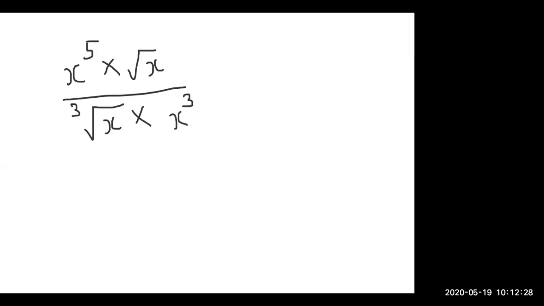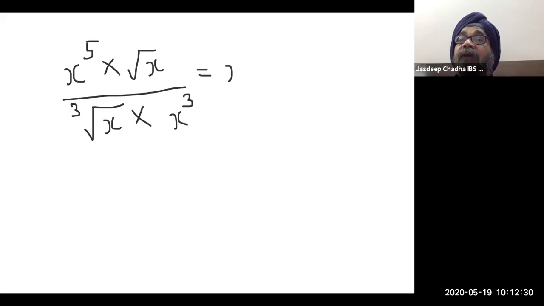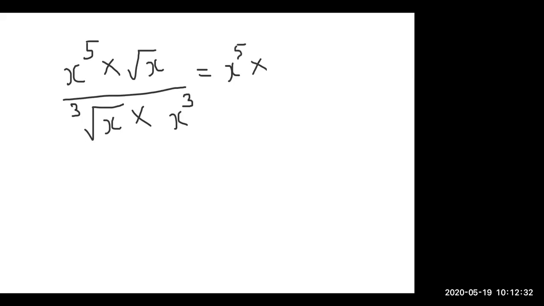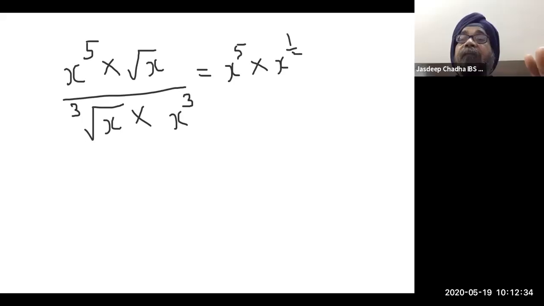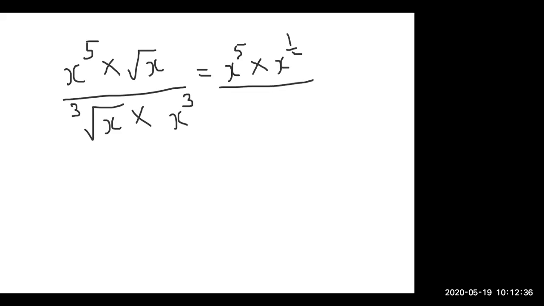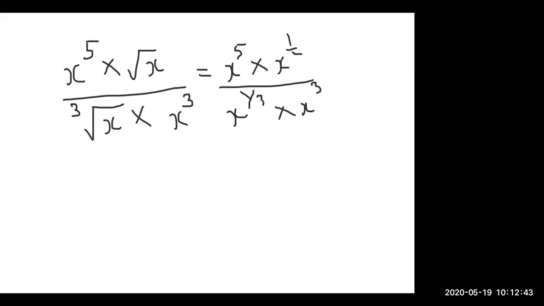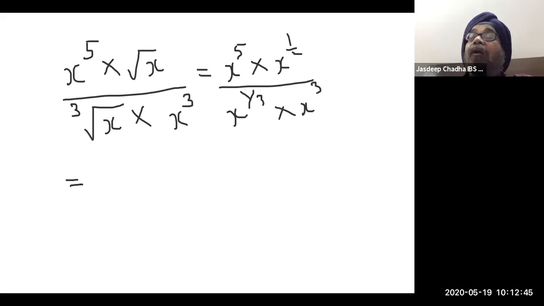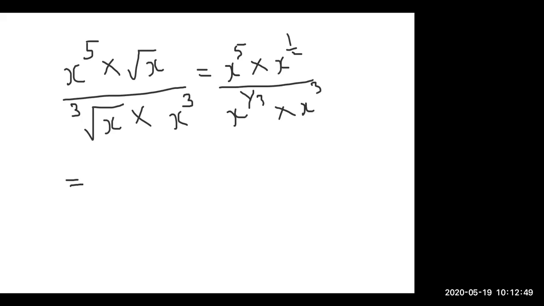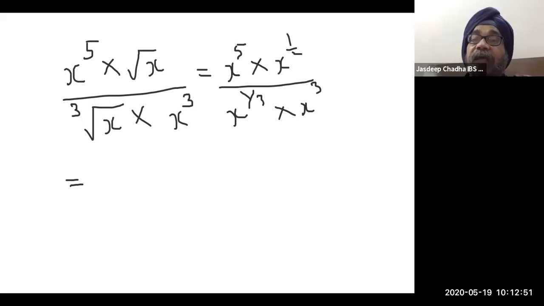So let's simplify it. x to the power 5 multiplied by x to the power 1 by 2, divided by x to the power 1 by 3, the cube root, multiplied by x cube. Correct? So now, if you take the numerator first, the bases are the same, so powers will be added. So it will be 5 plus half.